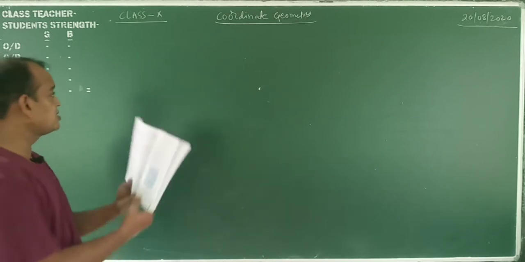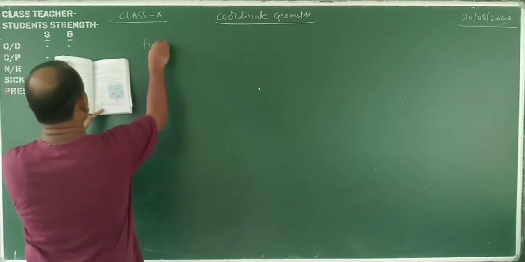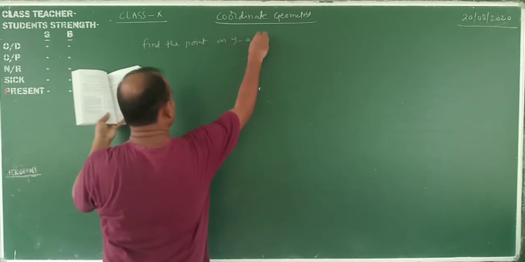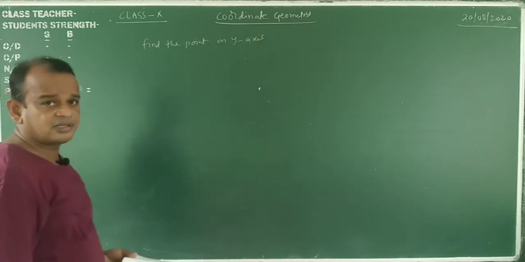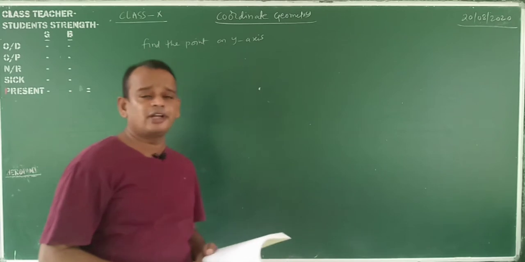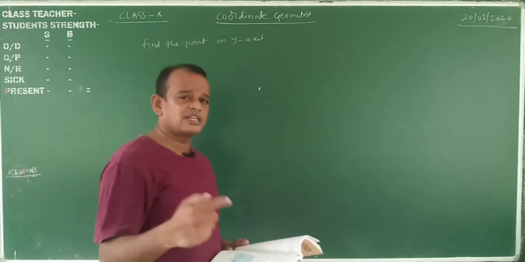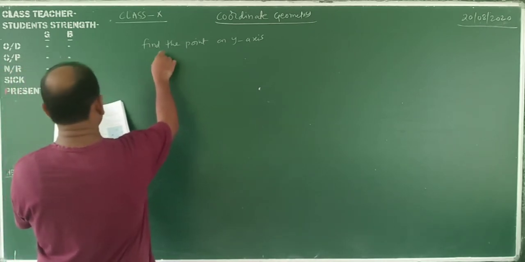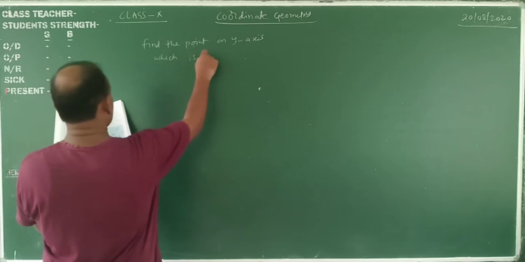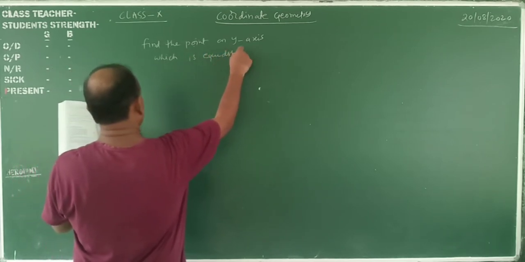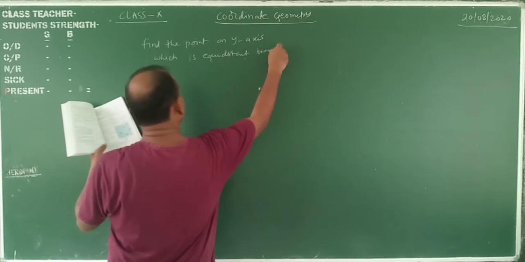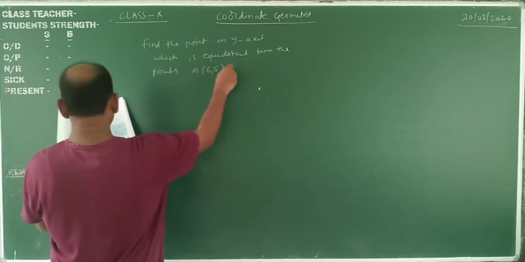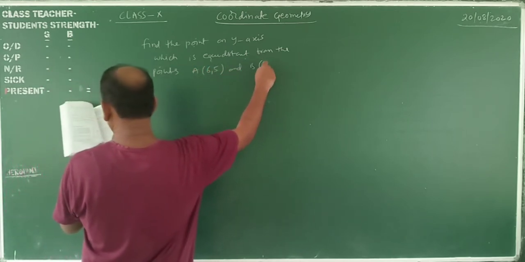Find the point on y-axis. Very, very important questions. Find the point on y-axis. What is the form of the point on y-axis? The point on the y-axis means x coordinate must be equal to 0, or not? Yes. Find the point on y-axis which is equidistant from the points A(6, 5) and B(-4, 3).